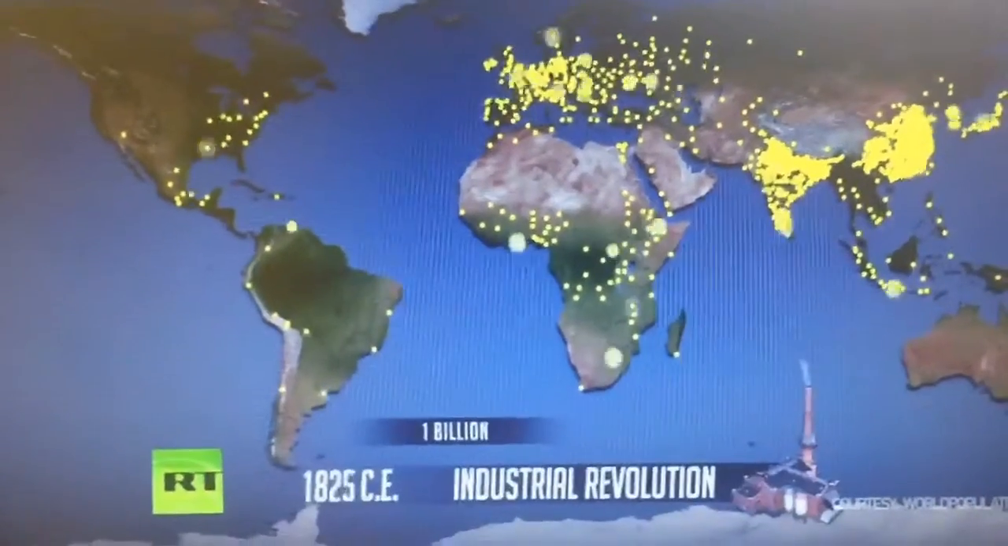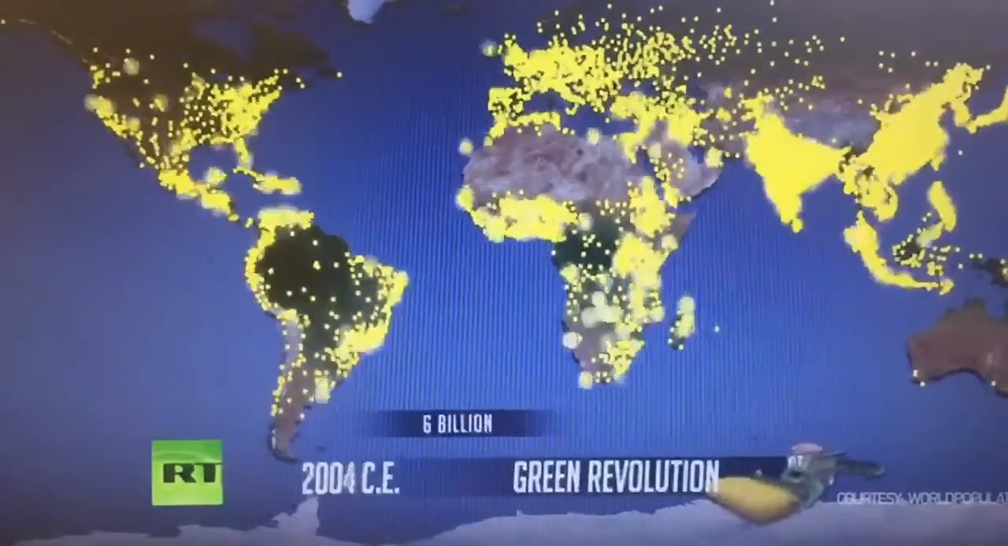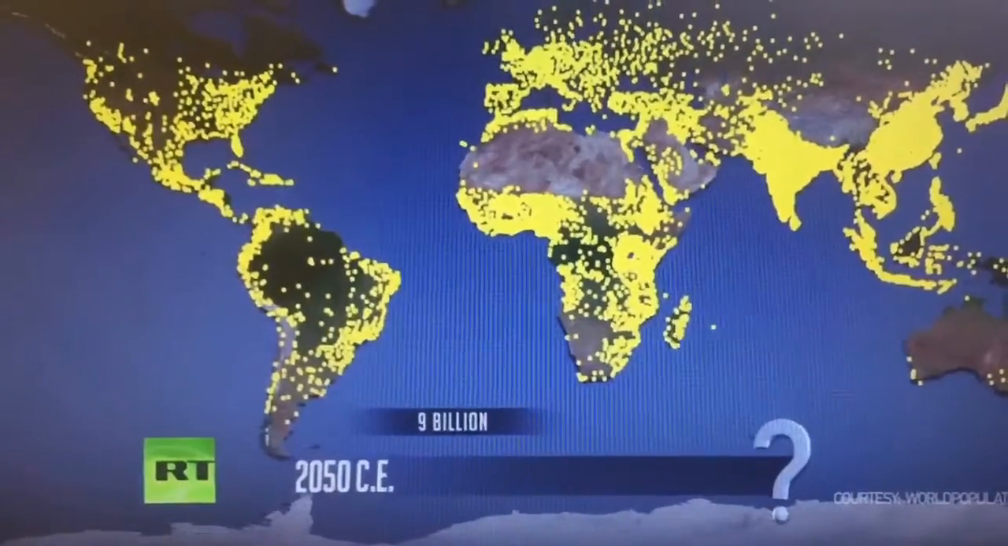It is estimated by 2100, the population should be about 11.7 billion people.